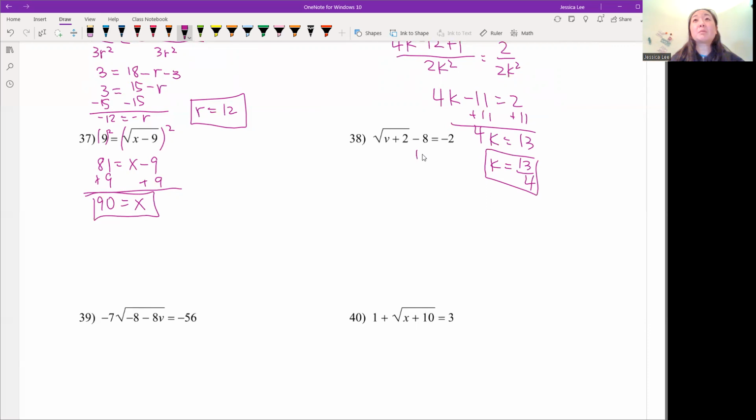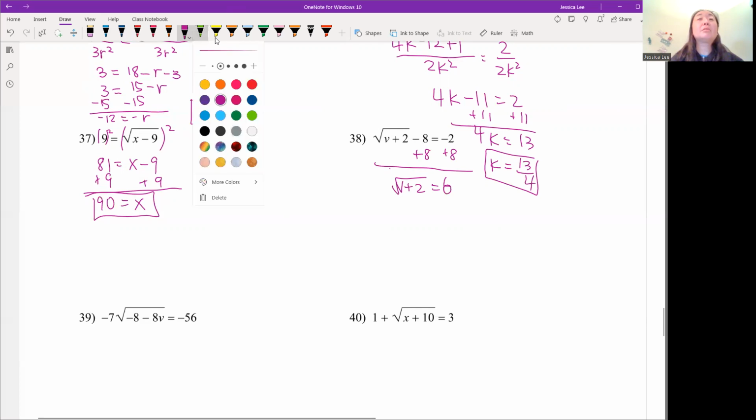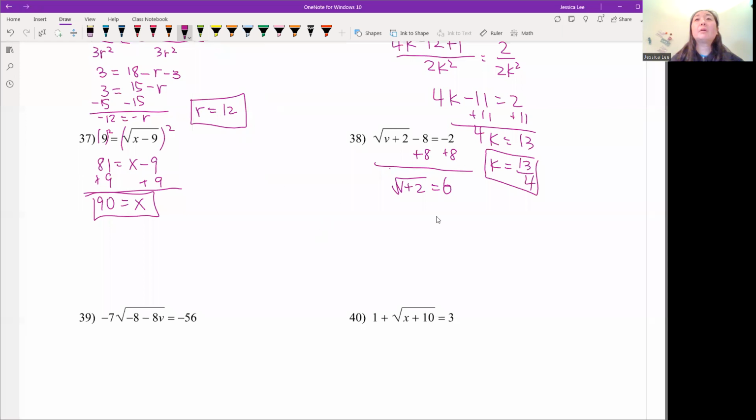Again, right here, got to get rid of this plus the minus 8, because we want to get the radical by itself. And that's going to give us, not negative, that'll give us 6. And then again, we're going to just square both sides. We got v plus 2 is equal to 36 minus 2, and we get v is equal to 34. Happy days. 34 plus 2, we're good to go.